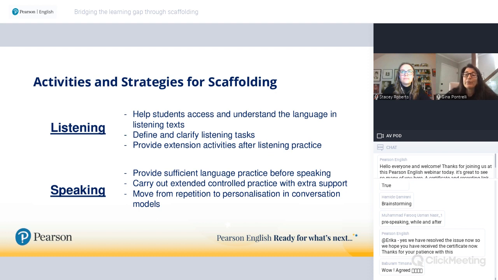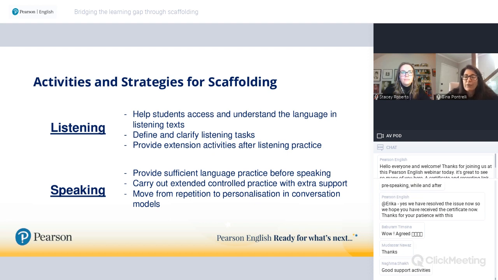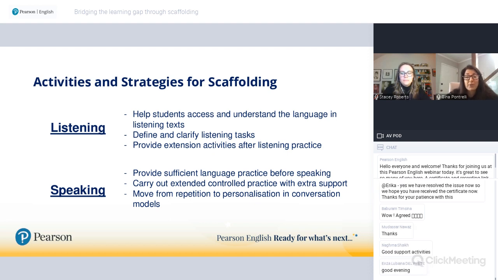And then we want to move from repetition to personalization in conversation models. So practice conversation models using substitution and personalization, which entails asking students to replace key information with other possible information and guiding students with word posting or images to increase support or challenge.